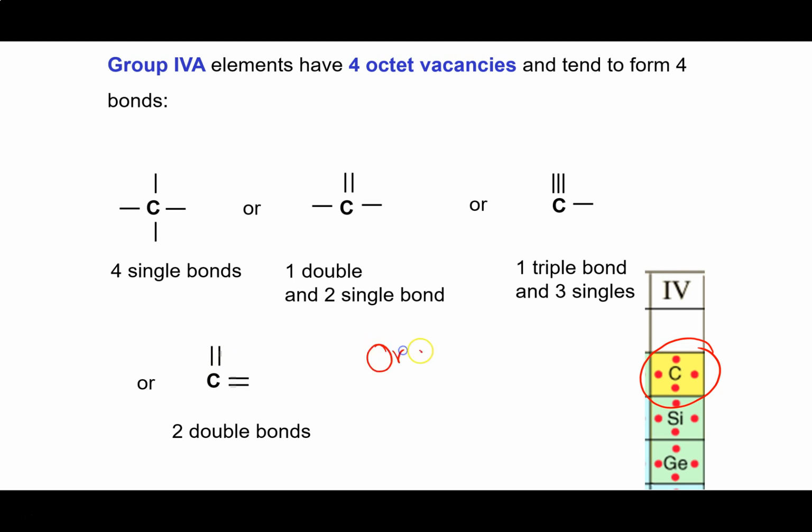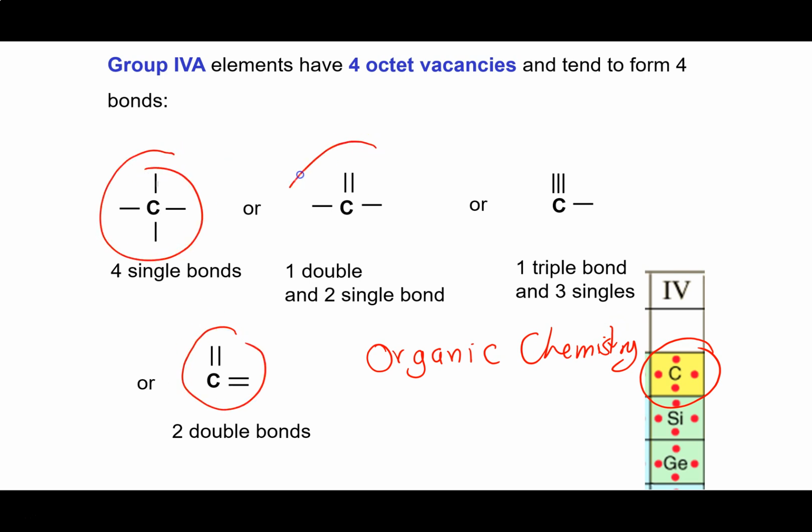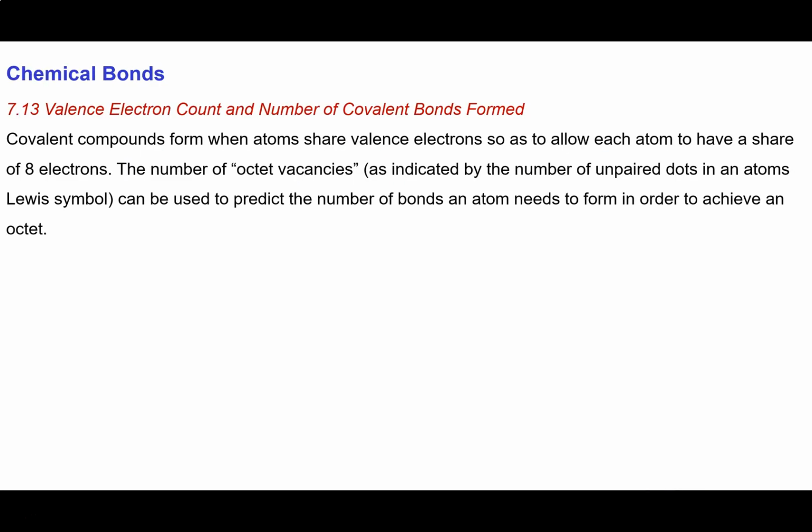And that's why we have a whole branch of chemistry called organic chemistry that deals with the chemistry of carbon-containing compounds, because carbon is so versatile in the way that it can form bonds. It's also why carbon is such an important element in biochemistry, because it kind of does everything.